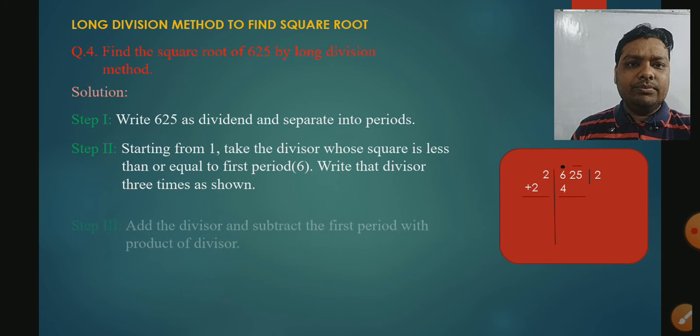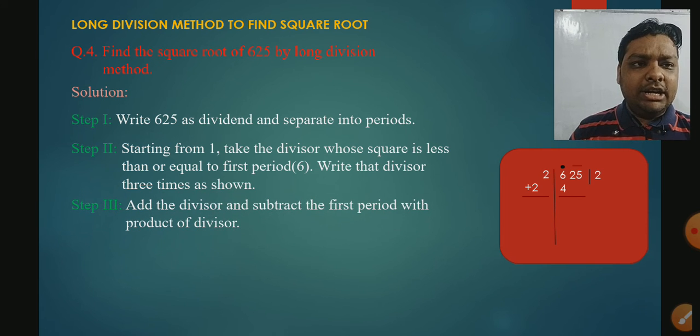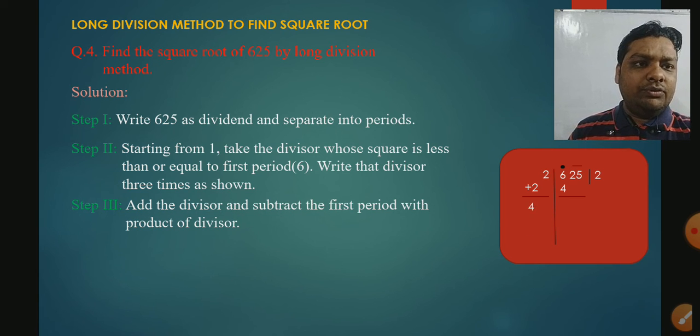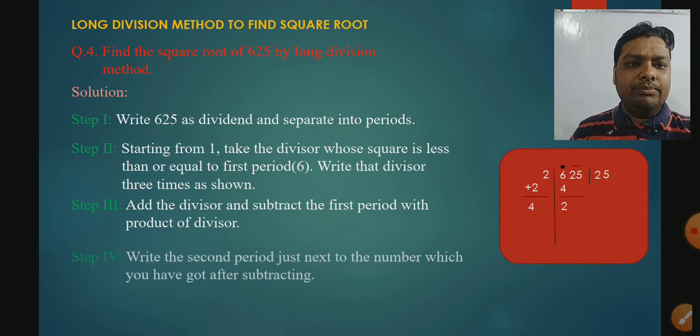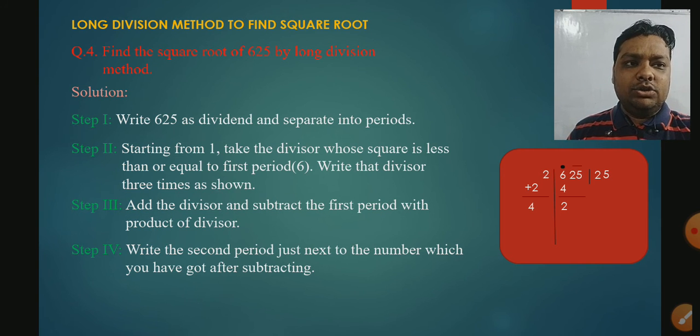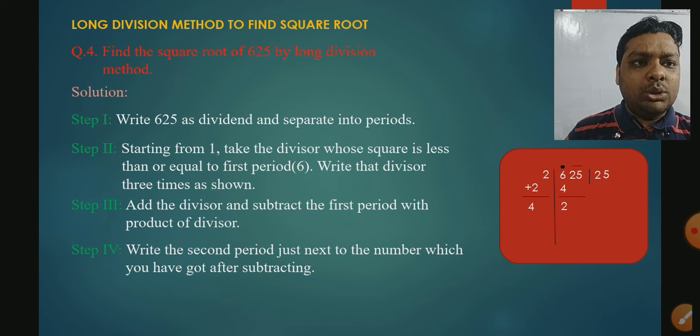Okay, now we have to add the divisor. 2 plus 2 is 4, and subtract the product of the divisor from the first period. The product of the divisor is 2 into 2, which is 4. So 6 minus 4 is equal to 2. Then after that we will take out the next period, 25. Write the second period just next to the number which you got after subtracting. We got 2, so just next to 2 we will write 25.